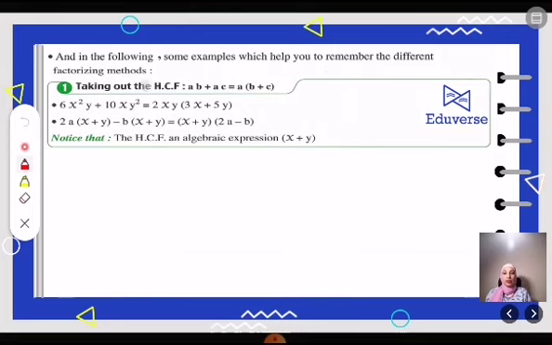Here we have to know first of all how to take the highest common factor. Like if we have AB plus AC, then the common factor here is A. Letter A is repeated in both the two terms here, then I can take it outside as a common factor. Like we have expressions like this here. We have 6x power 2y plus 10xy to the power 2.